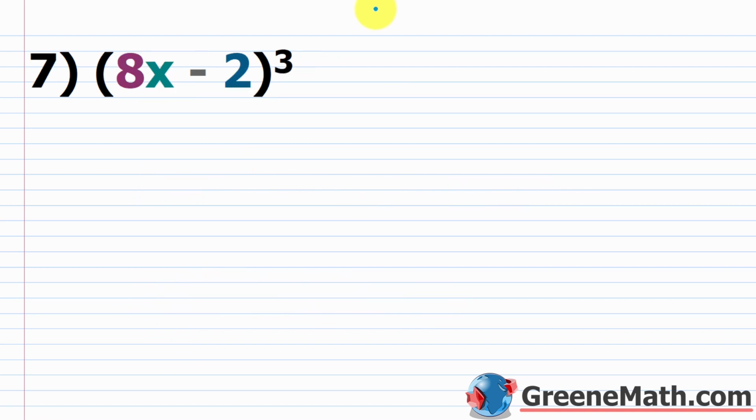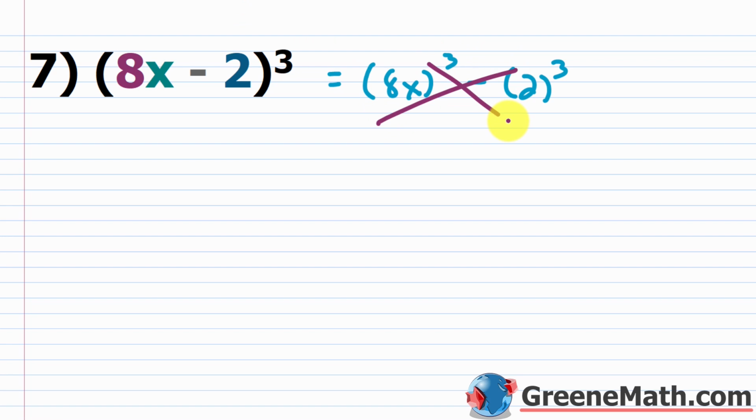All right, let's look at problem number 7 now. So we have the quantity 8x minus 2 being cubed. Okay, so I want to just call your attention one more time to the common mistake. You do not want to say this is equal to the 8x being cubed minus the 2 being cubed. Again, this is 100% wrong. Please don't make this mistake. It's very common. This is a difference. So if you have a difference there or a sum, you cannot distribute that exponent to each term. It just doesn't work that way, okay?